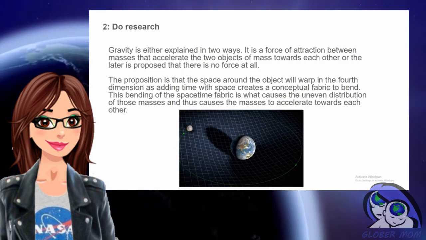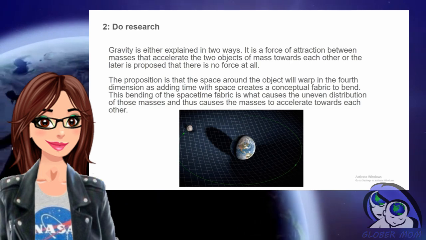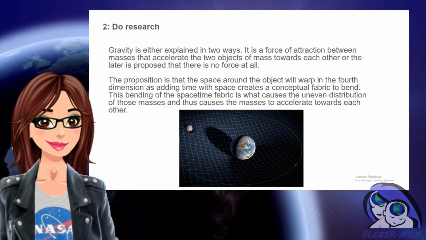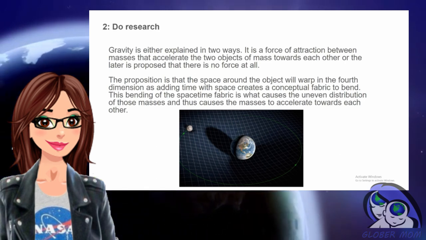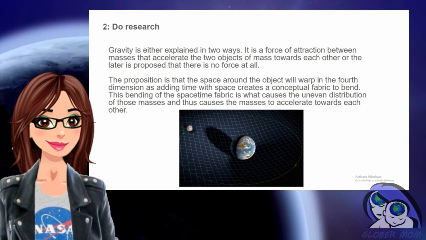Gravity is either explained in two ways. It is a force of attraction between two masses that accelerate the objects of mass towards each other, or the latter, which is Einstein, is proposed that there is no force at all. The proposition that the space around the object will warp in the fourth dimension, as adding time with space, creates a conceptual fabric to bend. This bending of the space-time fabric is what causes the uneven distribution of those masses, and thus causes the masses to accelerate towards each other. Or we can believe the greatest mind of the 21st century, Anthony Riley, aka Sleeping Warrior, and believe it's refraction.